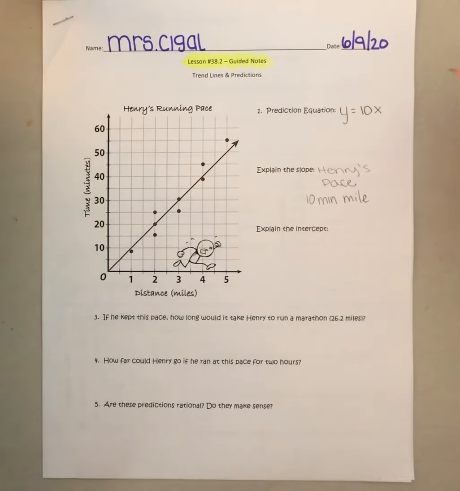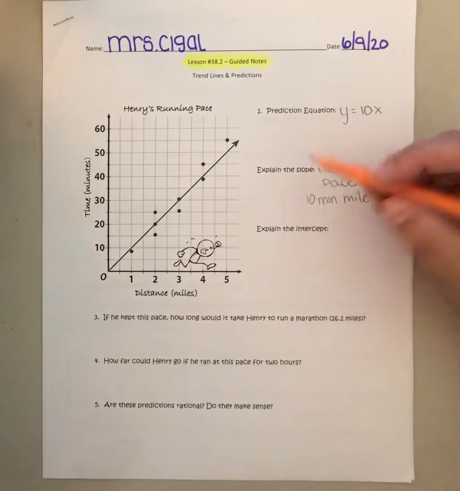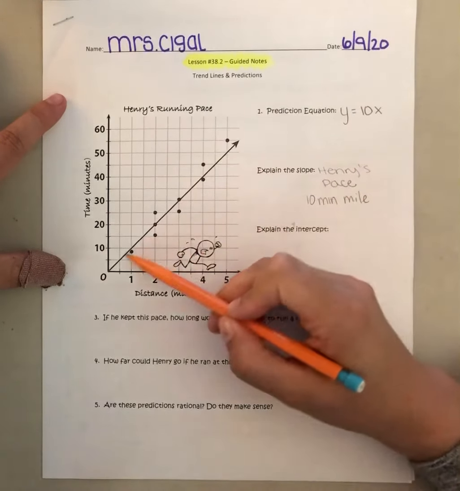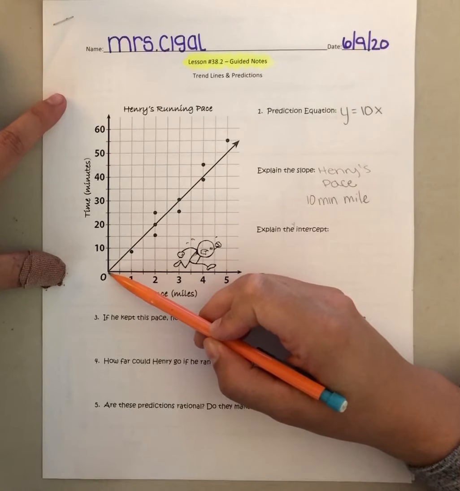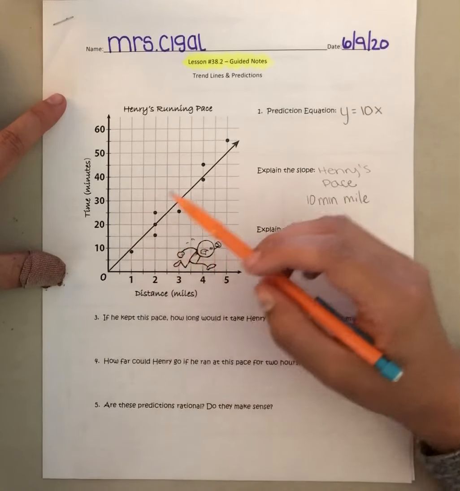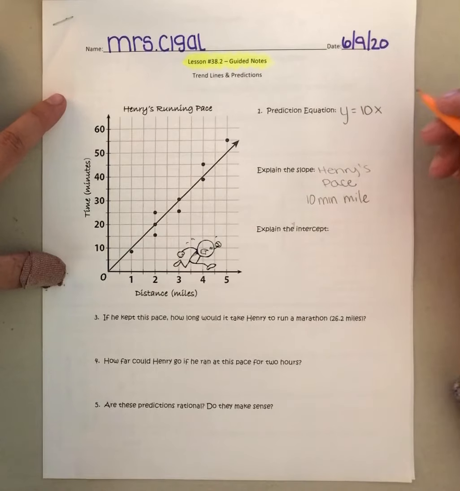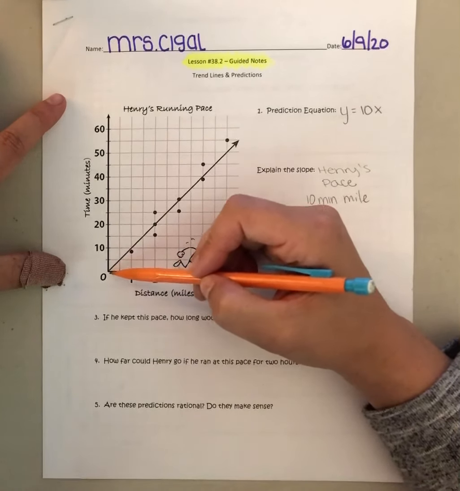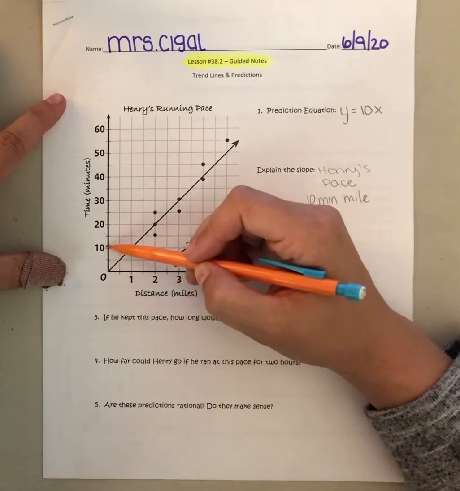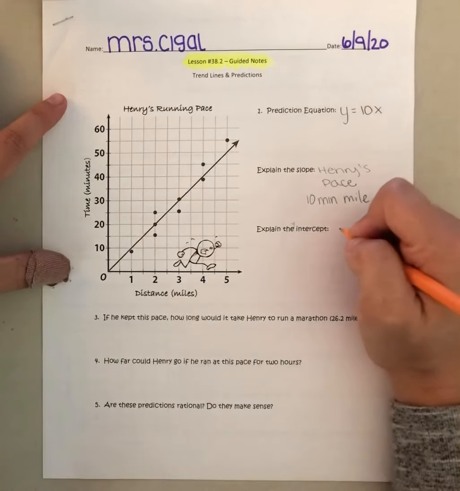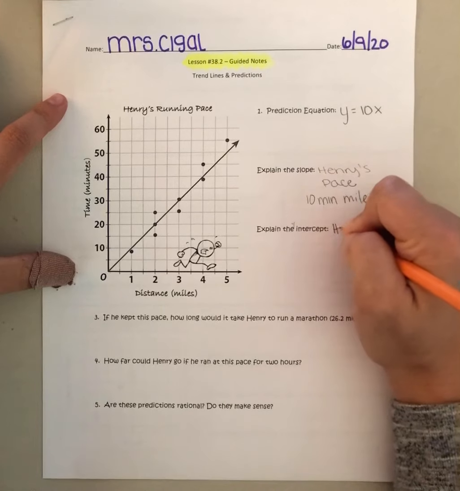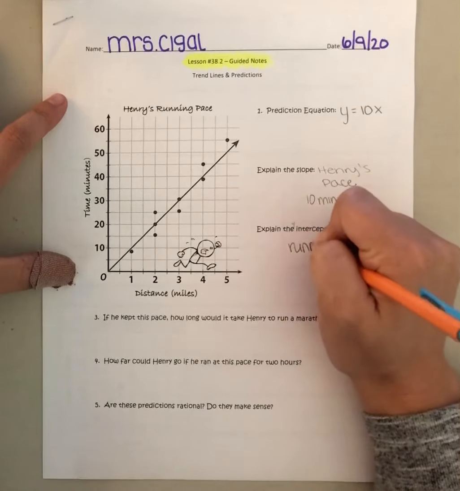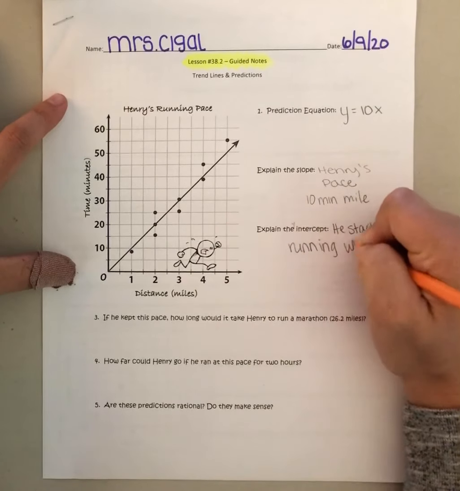Okay, then it says explain the y-intercept. Doesn't actually say that. It should say y-intercept. So in this graph, it makes sense that we're crossing at 0 because his time after running 0 miles is 0 minutes. So he starts running right when the clock starts. It's not like we start the clock and then maybe 10 minutes later he starts running. He starts right at 0. So he starts running when the timer starts.